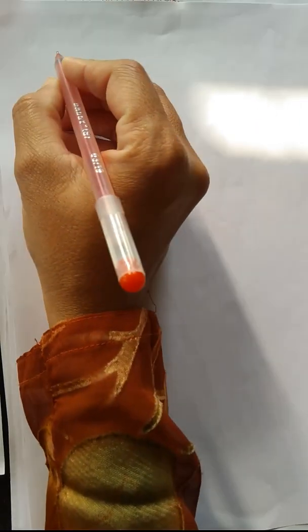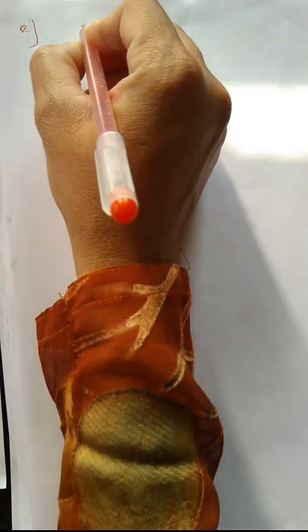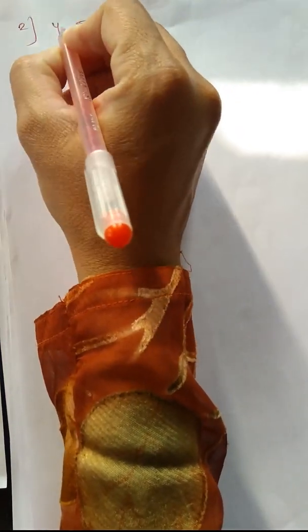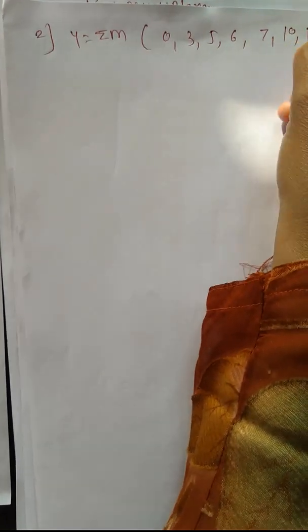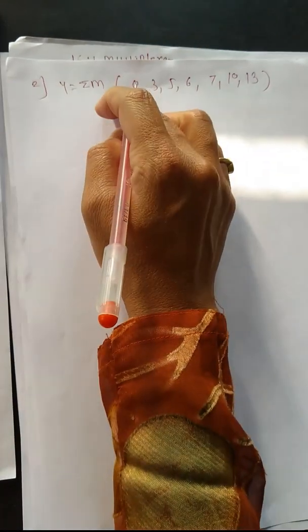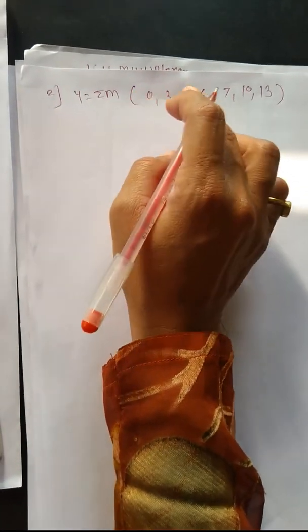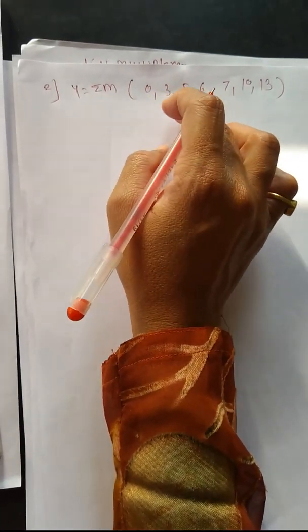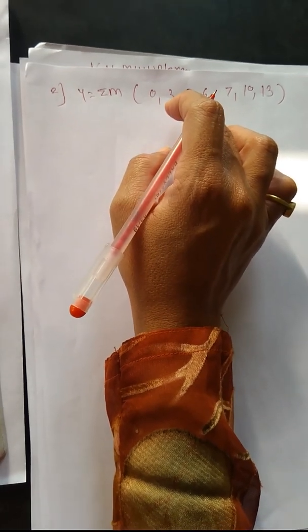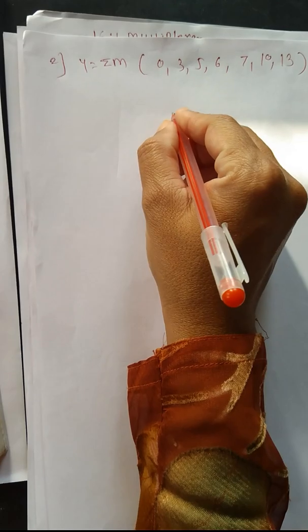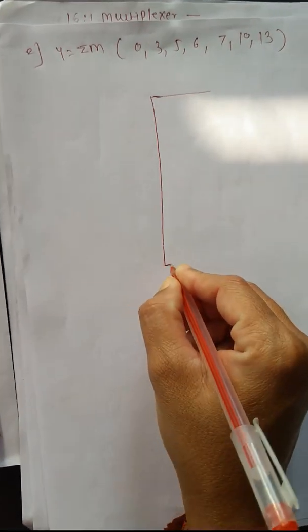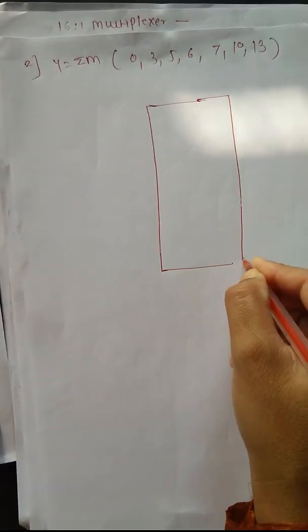Next problem, second problem: Y is equal to summation m 0, 3, 5, 6, 7, 10, 13. These are the values. That summation m is an SOP expression. For these values, first we decide which multiplexer is required. The values are from 0 to 16, so we require the 16:1 multiplexer.